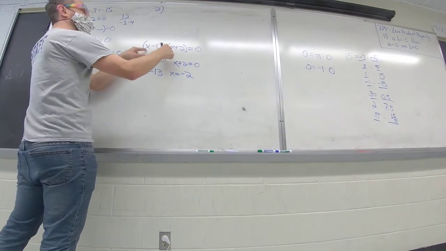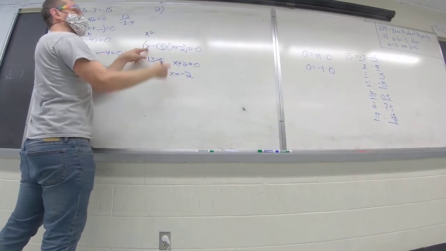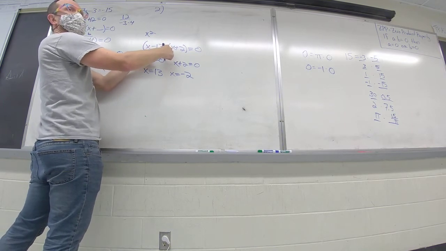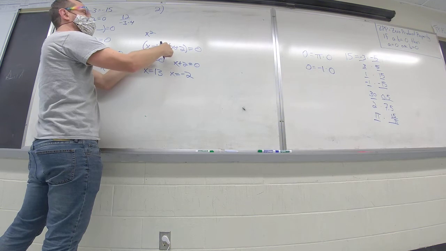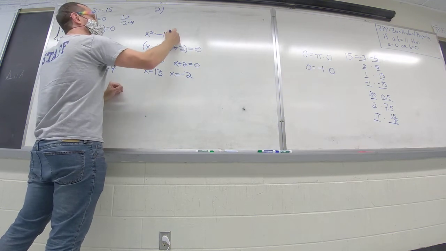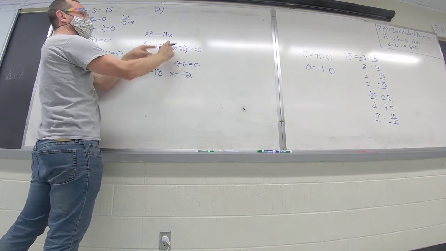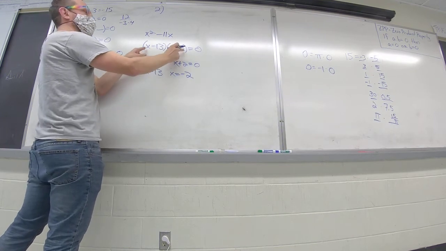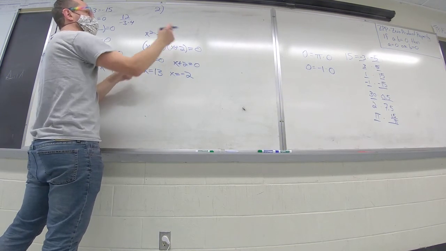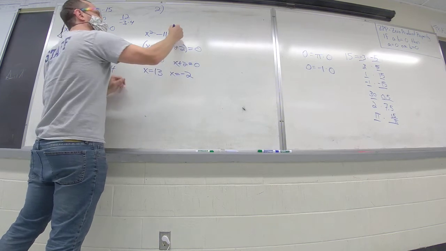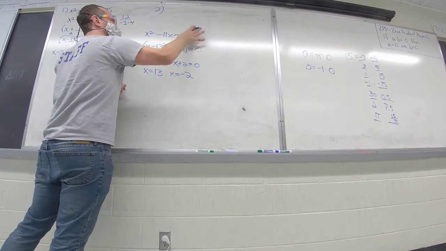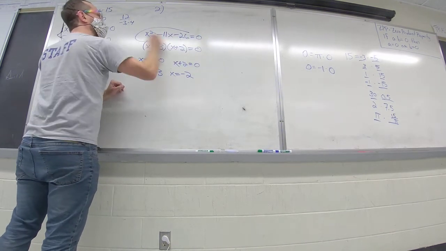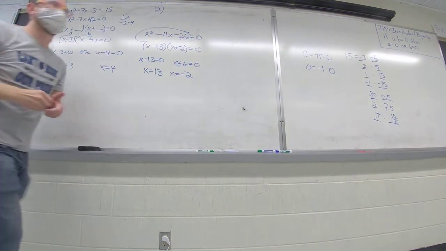Distribute. FOIL. x times x, x squared. Start doing this in your head. x times 2 is 2x. Minus 13 times x is minus 13x. 2x minus 13x is minus 11x. That's the step, the outer inner. Instead of writing down 2x and minus 13x, just do that in your head. 2x minus 13x is negative 11x. Negative 13 times 2 is minus 26 equals 0. And we have our quadratic.